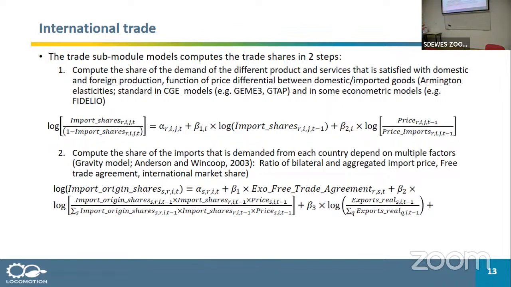It also depends on the difference in the price of each country relative to the price of all the countries. How different is the price of a car in Germany compared to the weighted average price in the world for cars? And it also depends on the size of the exports of each country, of the total exports in the world. How relevant is the market share of Germany in the total exports of cars in the world? This is how we split the imports by origin.